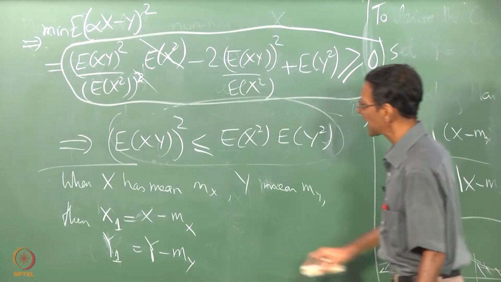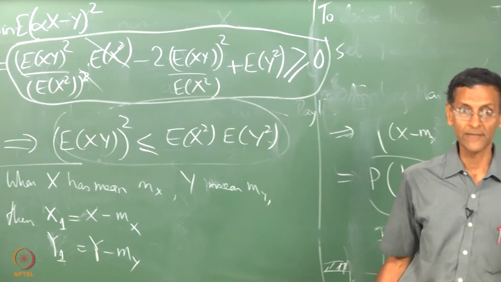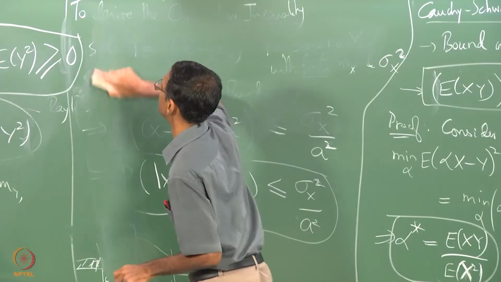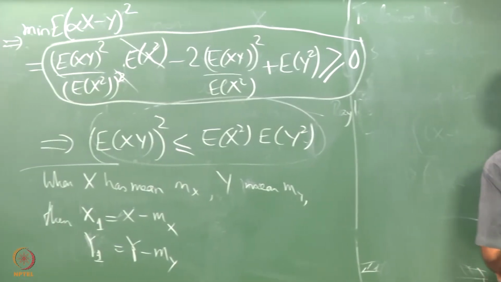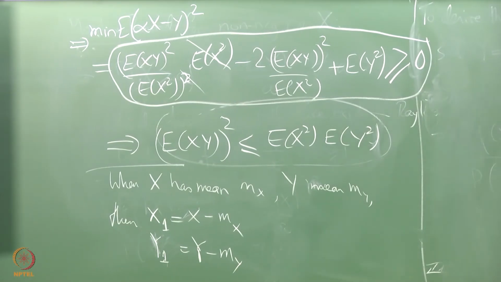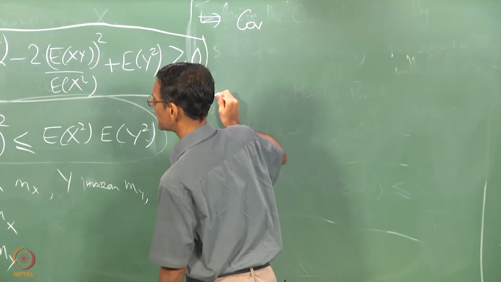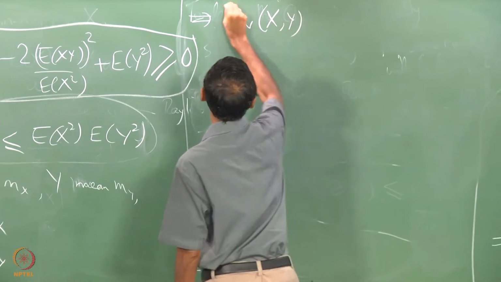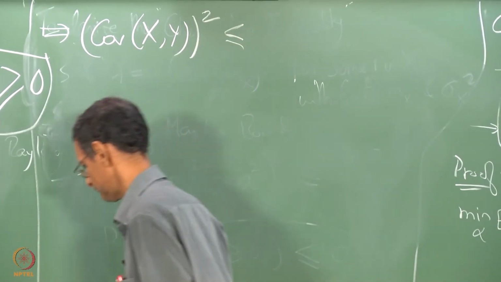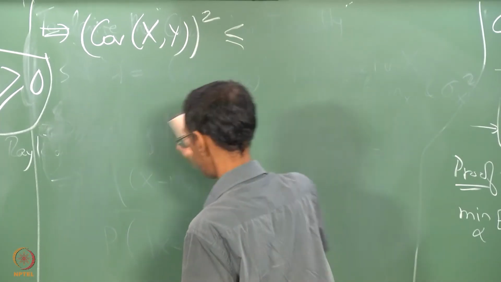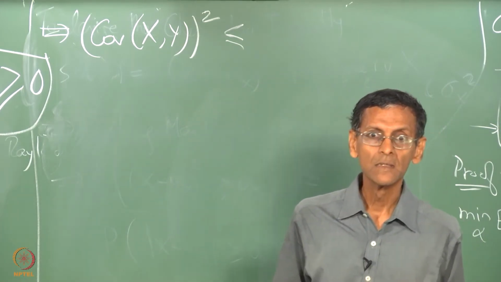Remember, whenever you subtract the mean and you do E of xy, you get what? What do you get from yesterday's class? You get the covariance. So the left side of this inequality becomes the covariance of x and y squared. So you get covariance of x comma y the whole squared. Is it not? What do you get on the right side? Variance of x multiplied by variance of y.